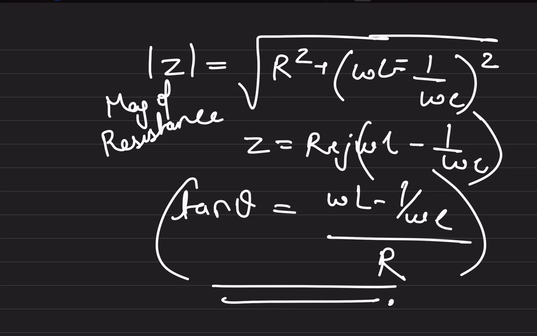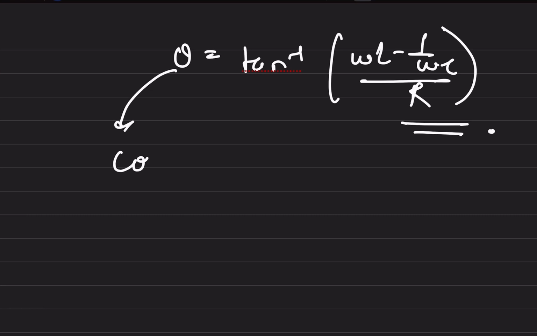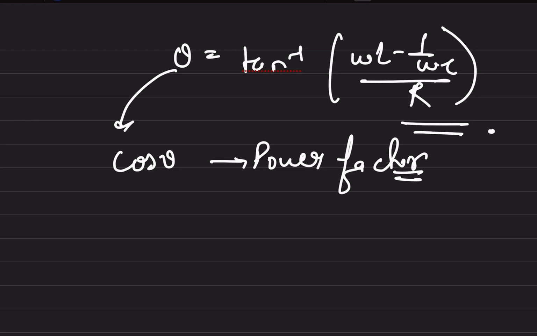Or this theta will be equal to tan inverse of omega L minus 1 by omega C upon R. And if we find this cos theta, it will be the power factor. So whenever the power factor is asked, we will find this theta and we can easily find cos theta, and tell what the power factor is.